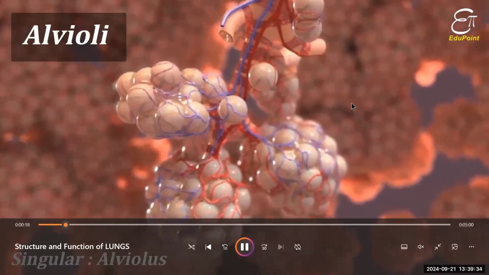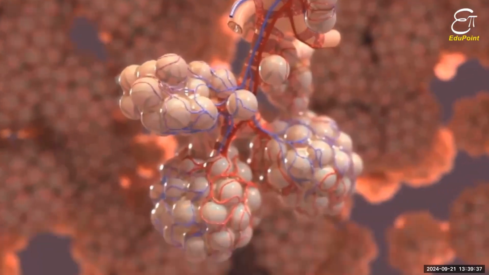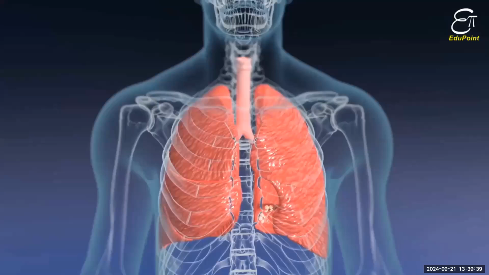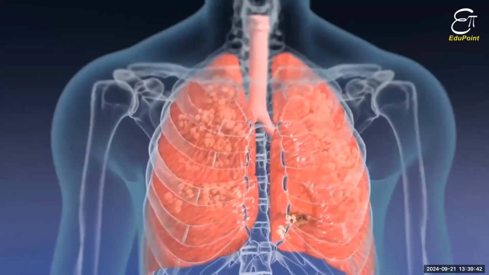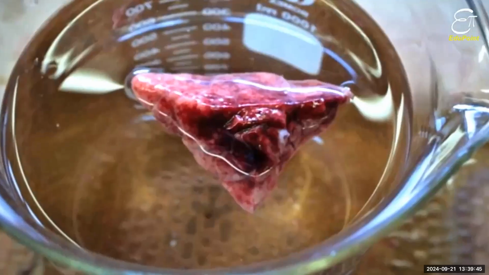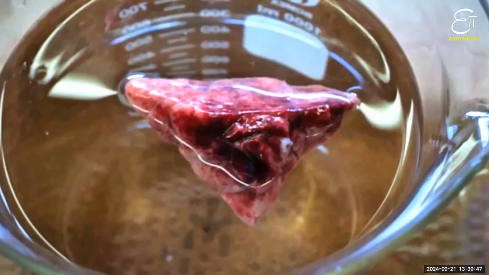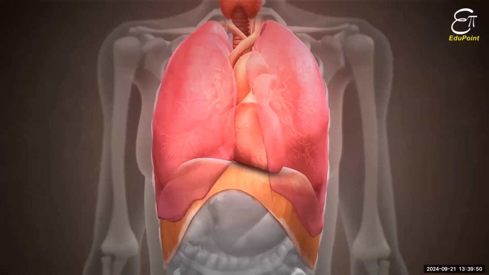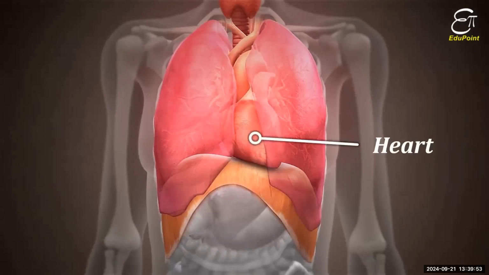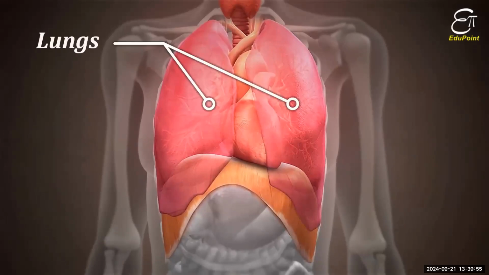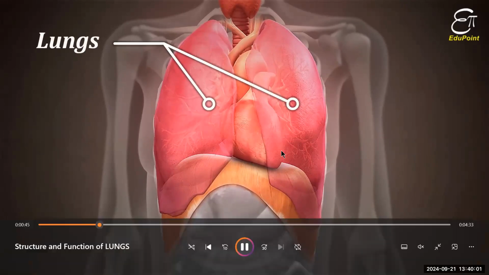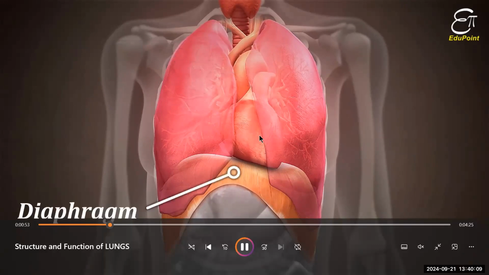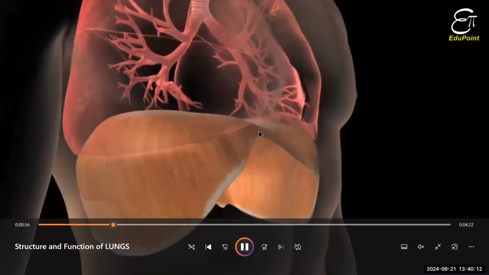So we can learn a little bit more about the other structures. You can see alveoli, they are tiny ball-like things which completely fill the inside of the lungs. At the end of the trachea, bronchus, and bronchiole, there are small ball-like things called alveoli. This is the lung, and you can also see the heart, the location of the heart in our chest cavity. It is in between the right and left lung, more towards the left side. And this is the diaphragm.